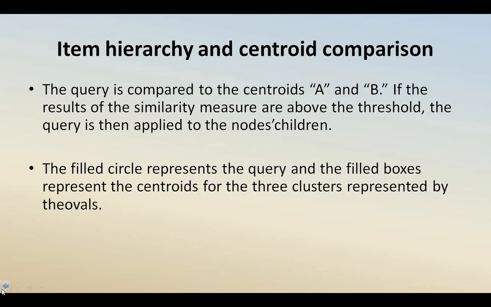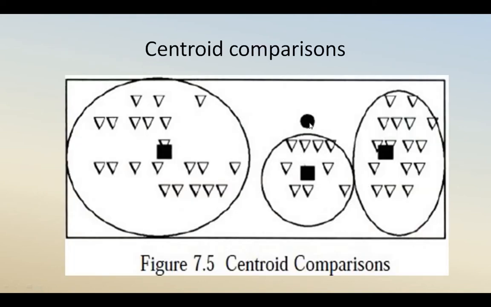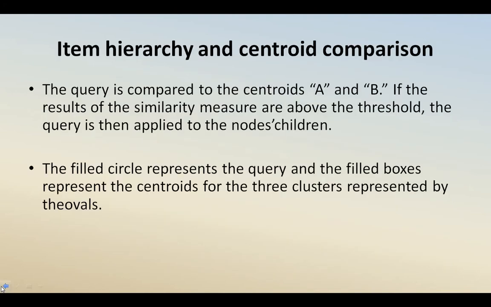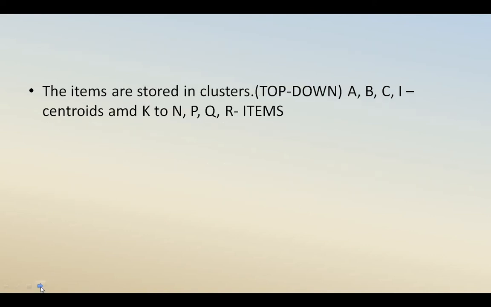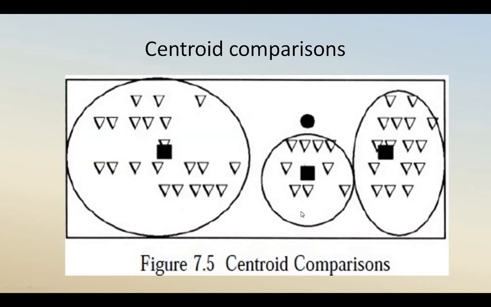We use some kind of threshold here. If the similarity measure is above the threshold, the query is then applied to the nodes of the children. The filled circle represents the query, and the squares represent the centroids, and the filled boxes represent the centroids for the three clusters represented by the ovals. The items are stored in the clusters: A, B, C, I are centroids, and K to N are the items. So these are the centroids, and we will compare this query to them.